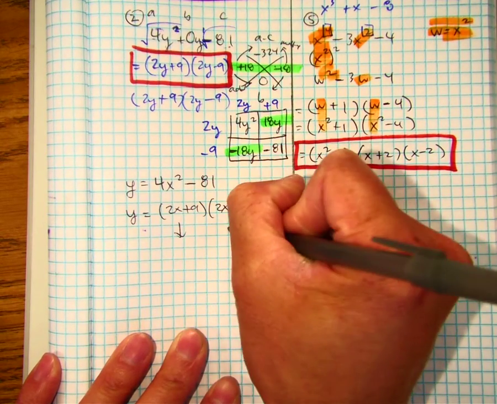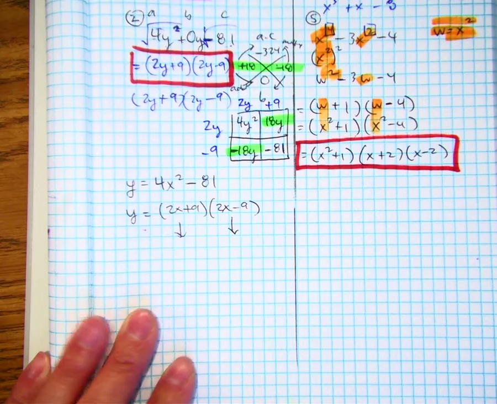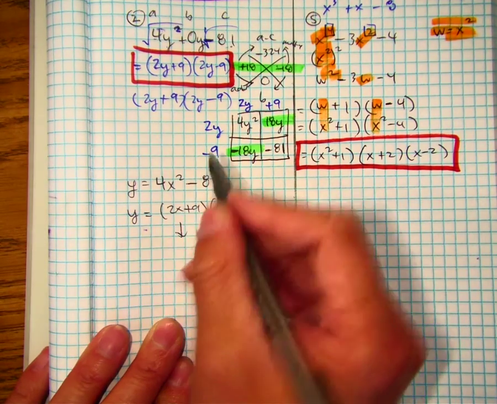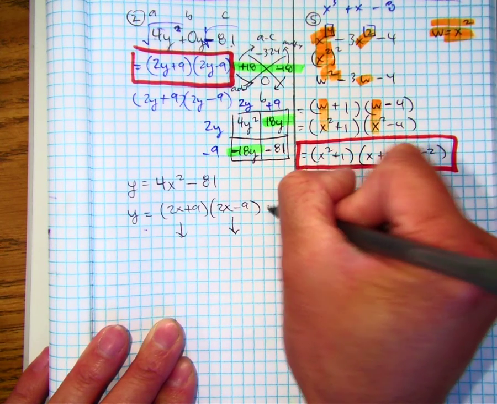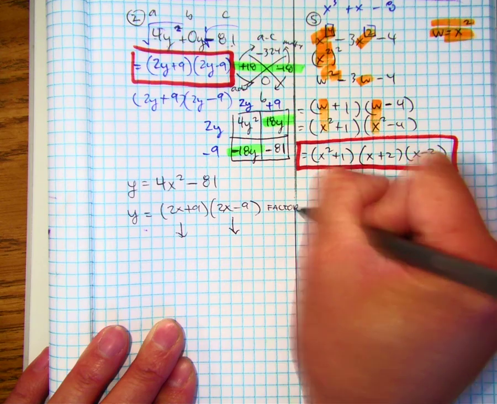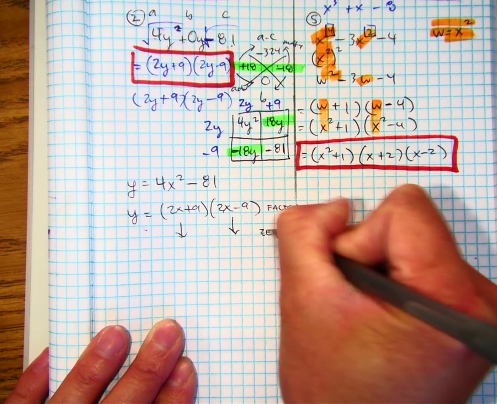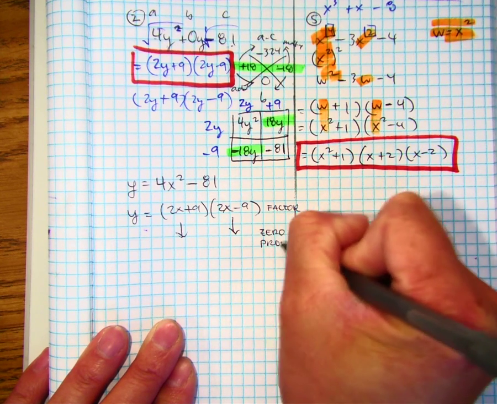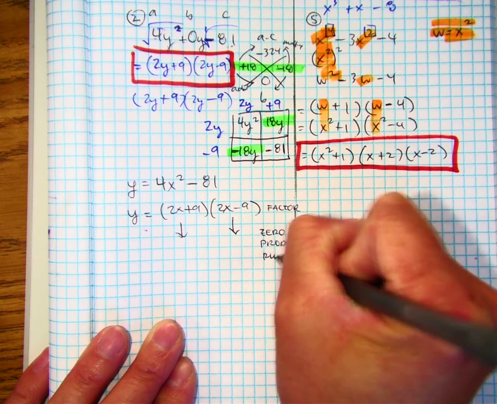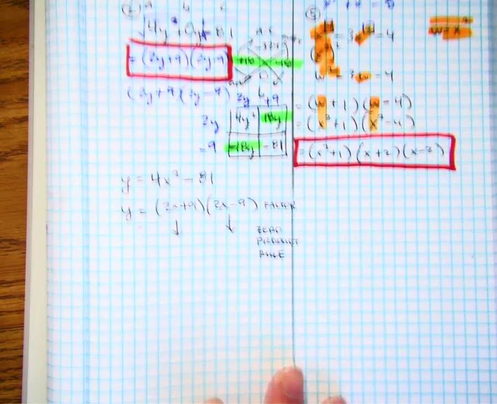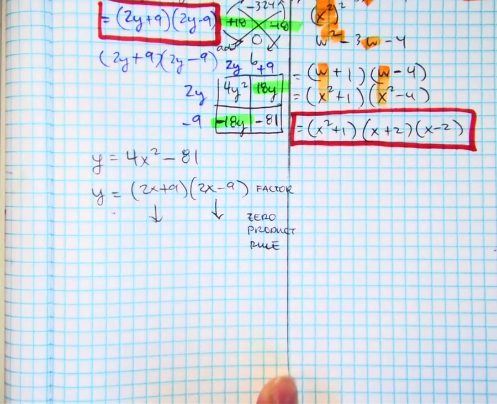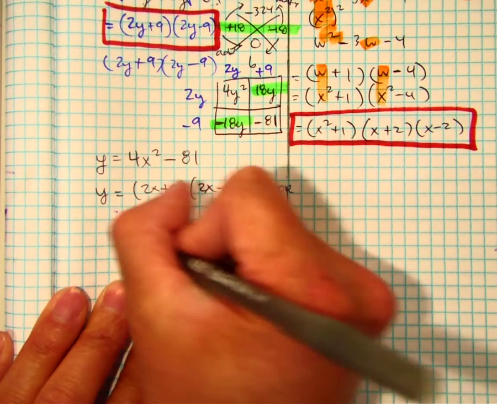And we apply something called the zero product rule. Everyone say zero product rule? So you could put right here, this is called factoring. And now we're doing the zero product rule. Write that down. That says you can take any part of a factored function and set it equal to 0.